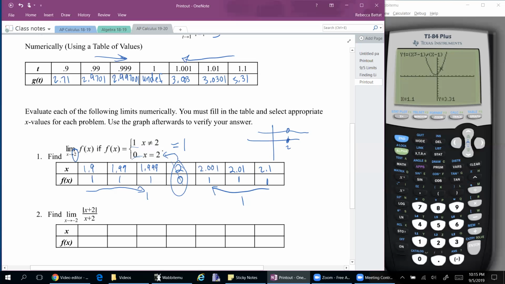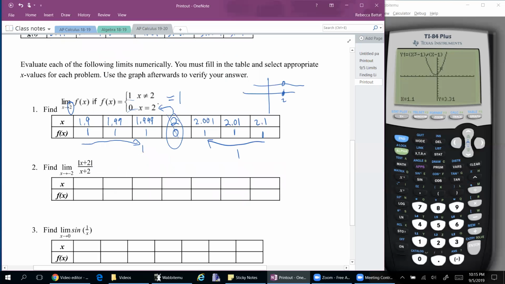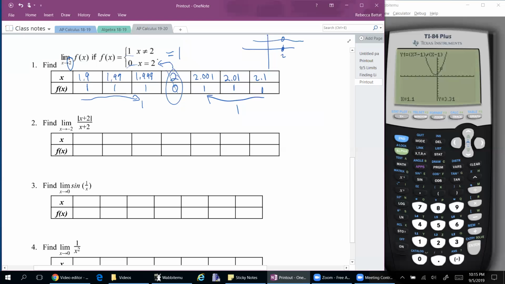The next case is absolute value. Absolute value is typically best done either graphically or numerically. Anytime you see absolute value, think of the graph or think of these tables. So here we're taking the limit as x approaches -2. So I'm going to put my -2 in our table. And we want a number a little bit bigger.